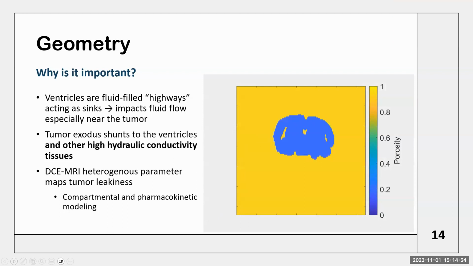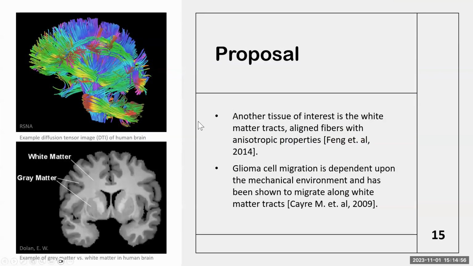And then my proposal is that there's another tissue of interest, which is the white matter tracts, and they are kind of aligned fibers that have anisotropic properties, which means certain properties differ along different axes. It's actually noted that glioma cells will migrate along these white matter tracts due to their mechanical environment. On the left here are some images that show white matter versus gray matter. And on the top is a diffusion tensor image, which again highlights the anisotropic properties of white matter.